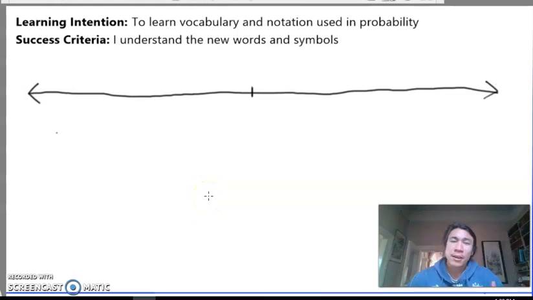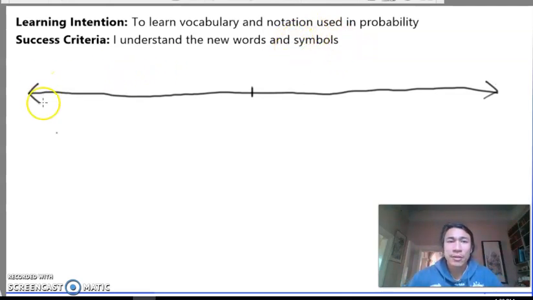Morning everyone. In this video today, the learning intention is to learn vocabulary and notation used in probability. This is our new topic in maths. For the next few weeks, we'll be talking about probability and all things to do with that. Our first step is to learn some of the new words you might encounter and some of the notation. And this word notation is the symbols and the different symbols we use in probability.